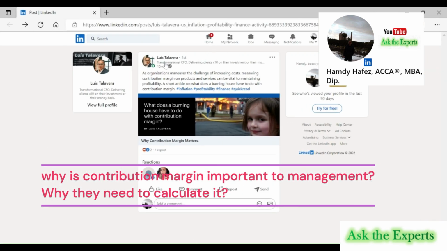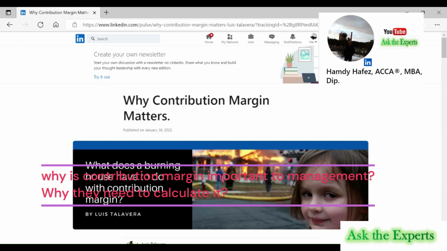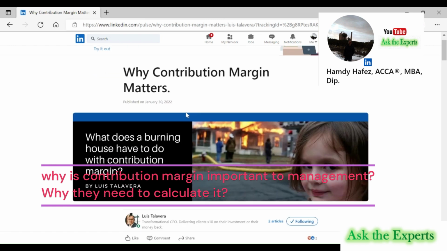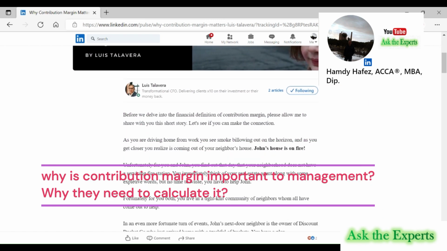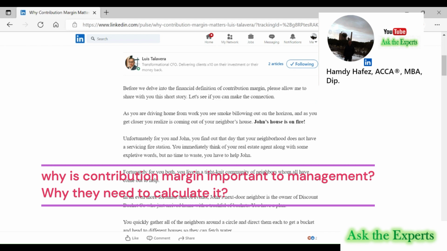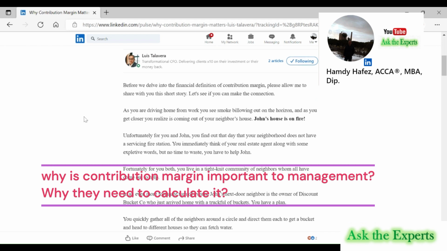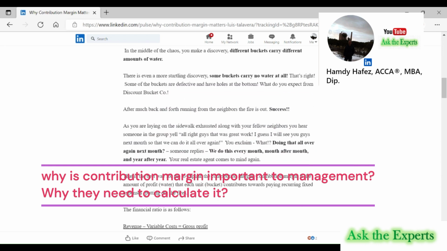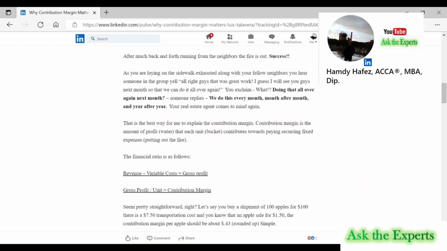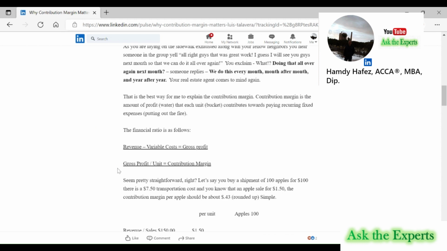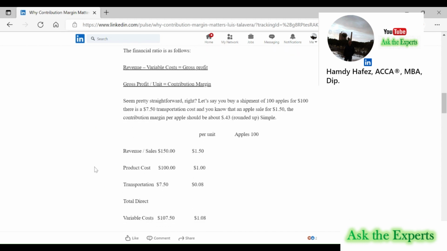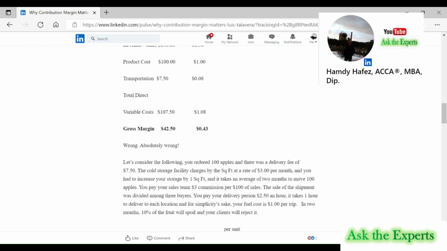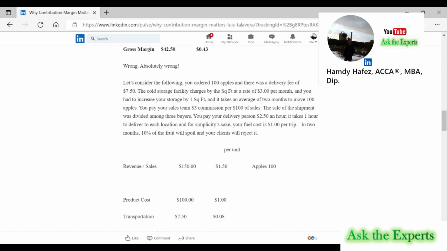Now, why is contribution margin important to management? Why do they need to calculate it? In other words, why does contribution margin matter? In one of his articles, Mr. Luis Talavera has discussed this question. Why does contribution margin matter? He stated that as organizations manage the challenge of increasing costs, measuring contribution margin on products and services can be vital to maintaining profitability.